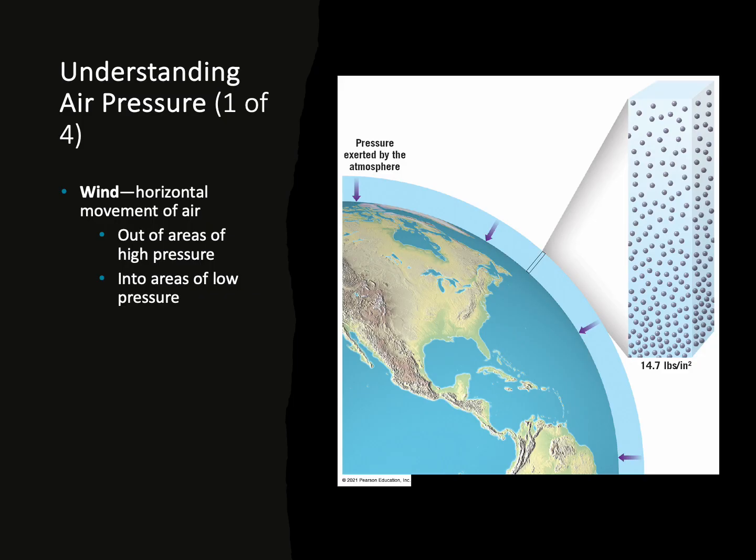Our wind and air pressure go hand in hand together. And that's because wind, this movement of air, is caused by air that's under high pressure trying to escape that high pressure and move into areas of lower pressure.